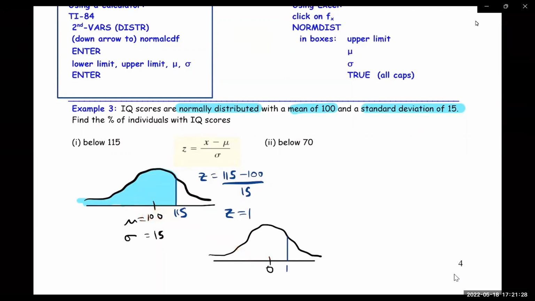So once you've converted this into a z-score, now instead of writing 115, you would just write 1 because that's the z-score 1. Instead of 100, it now becomes 0. And you're still shading to the left. It's the same exact picture. The only thing that changes is the numbers, because now you can use the table. Before you couldn't use the table because the mean is not 0, but now that it's 0, now you can use the table.